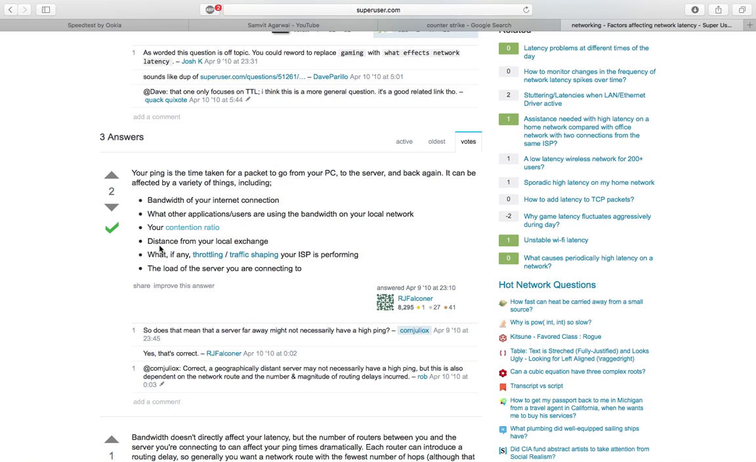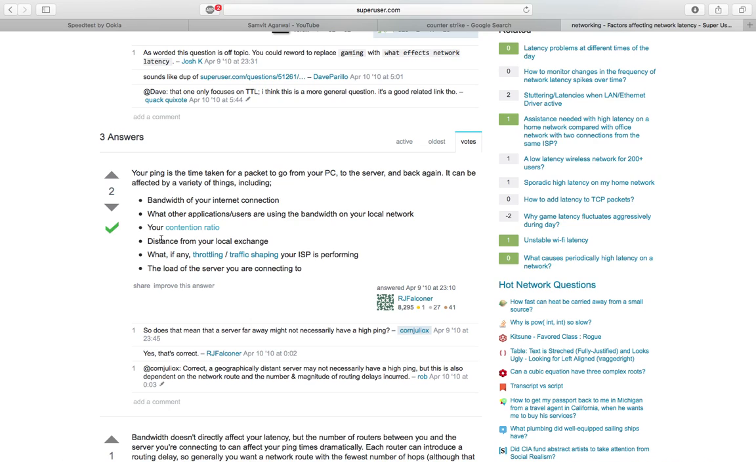Then the distance from the actual server. Now this is really important because let's say that you are gaming somewhere in, let's say, the US, but the server is actually located in Russia, like halfway around the world, right? So it's going to take much more time for your request to go all the way to Russia and then come back to the US. So your distance actually matters a lot.